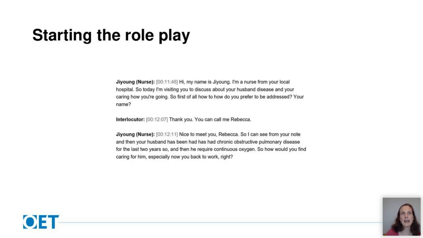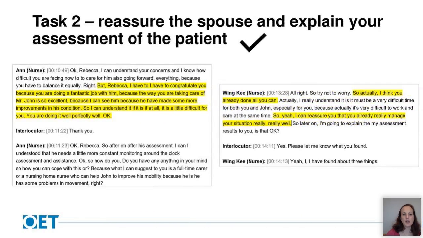So let's look at task 2. The second task was to reassure the spouse about his or her situation and to explain your assessment of the patient. Now, some candidates did the first part of this task really well, but others skipped it completely. You can see the ones that did it well on the screen now, and I've highlighted the language that they used to demonstrate that they were reassuring the spouse.